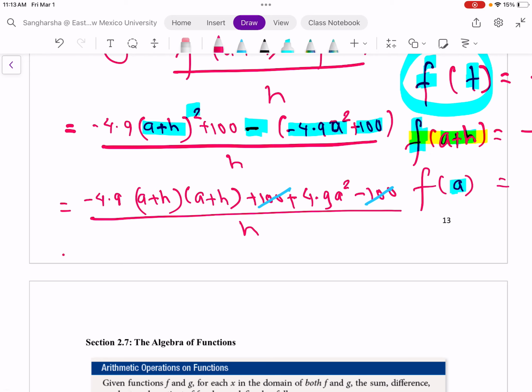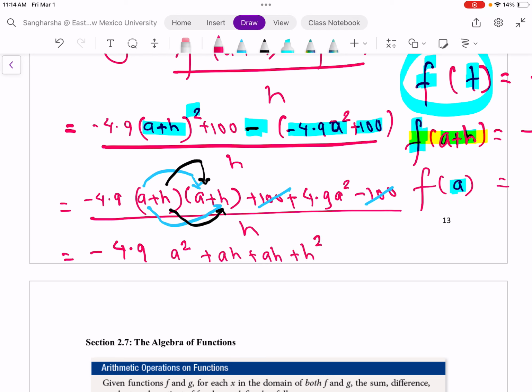So we have negative 4.9. Let's use FOIL here. Multiply the first terms, a times a, we have a squared. Multiply the outside terms, a times h, positive ah. Multiply the inside terms, h times a, we have ha, which is the same as ah. And multiply the last terms, h times h, so we get h squared.